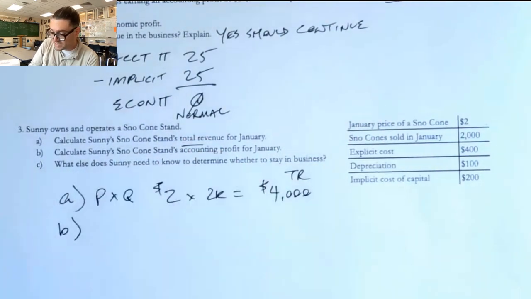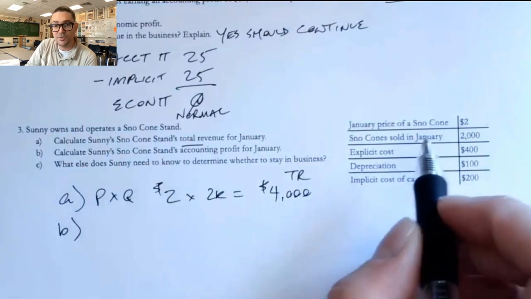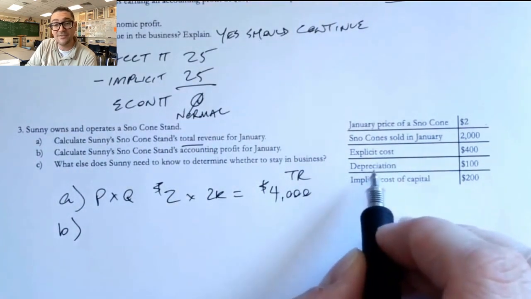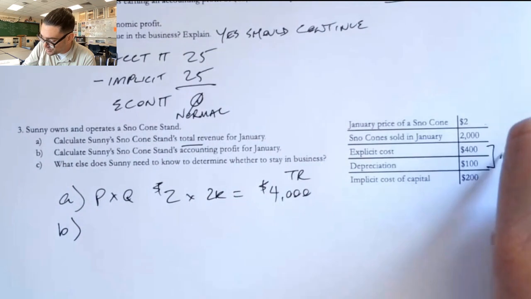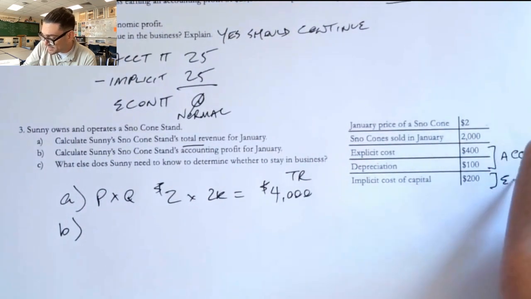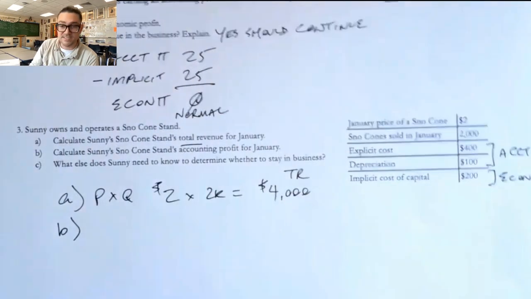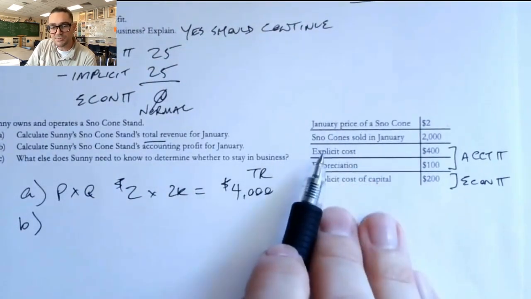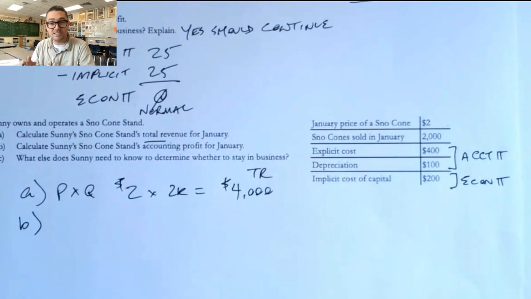Then part B says calculate their accounting profit. Well, we need to know what the explicit cost is and the depreciation. These two both go into the accounting profit, and this one goes into the economic profit, and we'll come back to that in just a second. So the explicit cost is the things that Sunny spent money on to run the business.